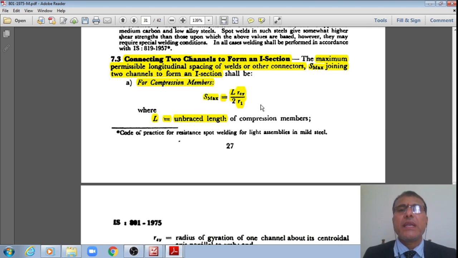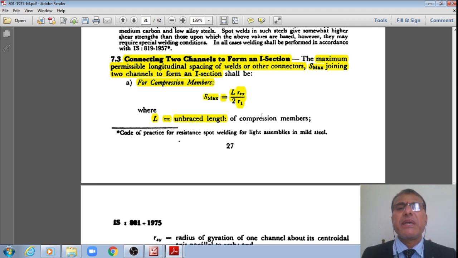Next one, connecting two channels to form an I section, like this, right? Two channels may be connected. I'm just showing angles like this, to form an I section, right? Therefore, for compression, we consider the maximum permissible longitudinal spacing of welds or other connections. Here I may be welding using spot welding, here and here, right? That is how the maximum permissible longitudinal spacing of welds or other connectors, S maximum, joining the two channels to form an I section is defined.